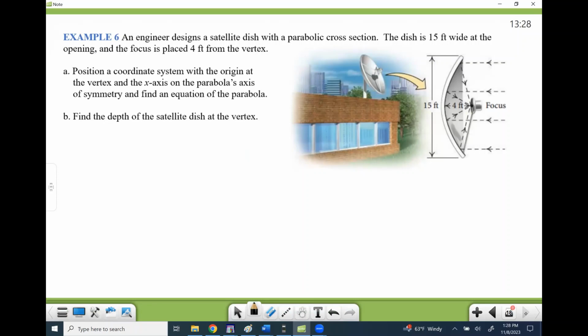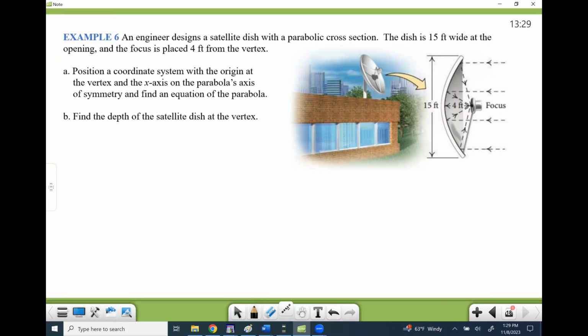An engineer designs a satellite dish with a parabolic cross-section. The dish is 15 feet wide at the opening and the focus is placed 4 feet from the vertex. Position a coordinate system with the origin at the vertex and the x-axis on the parabola's axis of symmetry and find an equation of the parabola.